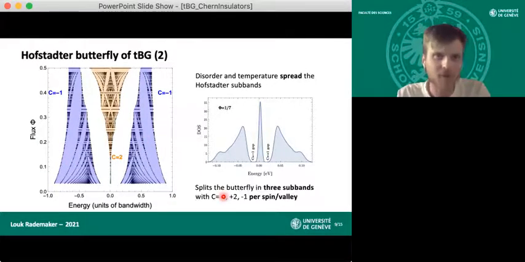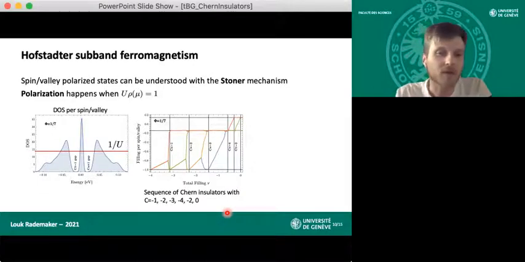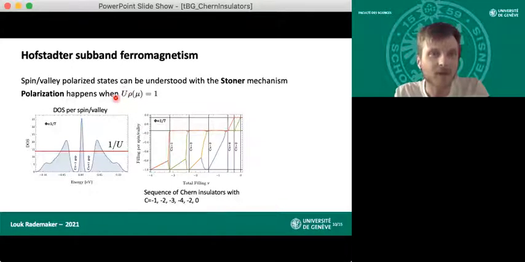So the summary is, from all this theory, the butterfly, the spectrum at a magnetic field gives you 3 bands with a Chern number -1, +2, and -1. Now, as I argued before, when you have these bands, the interactions prefer spin-valley polarization. And this can be easily described with the Stoner mechanism, which is even a simpler version of standard mean field theory. Polarization just happens when the effective interaction times the density of states equals 1.